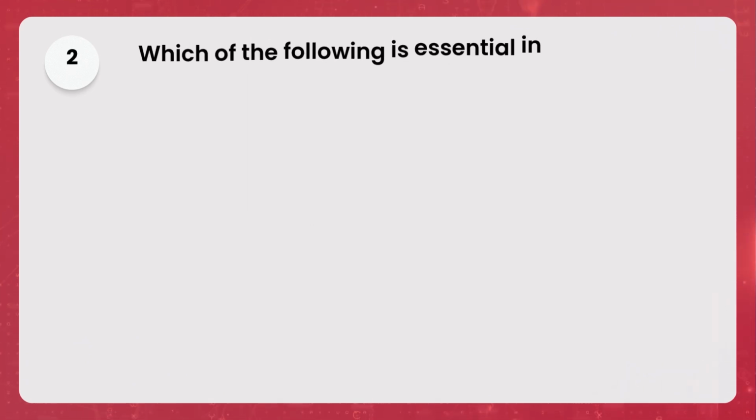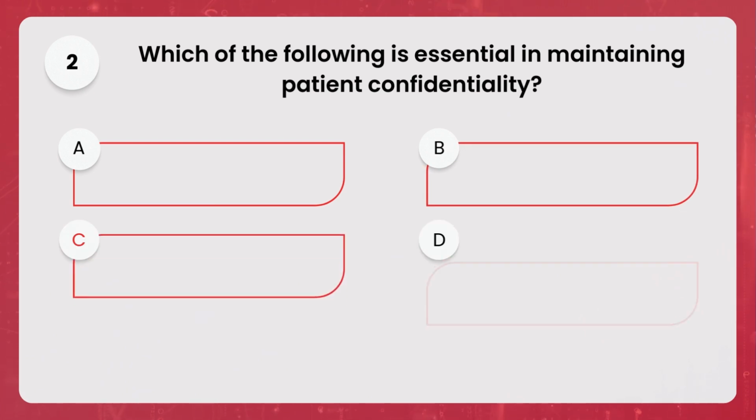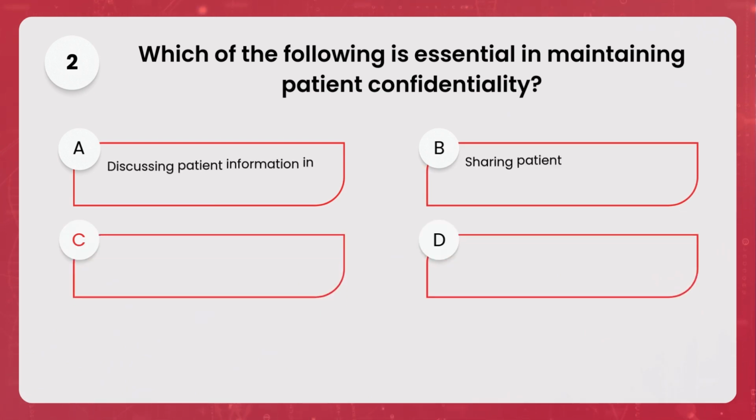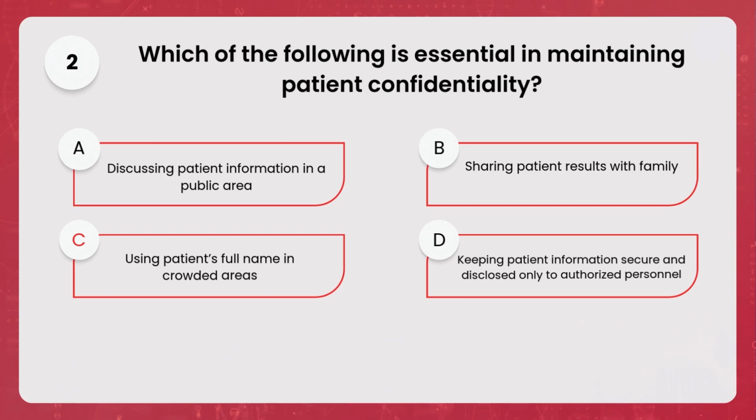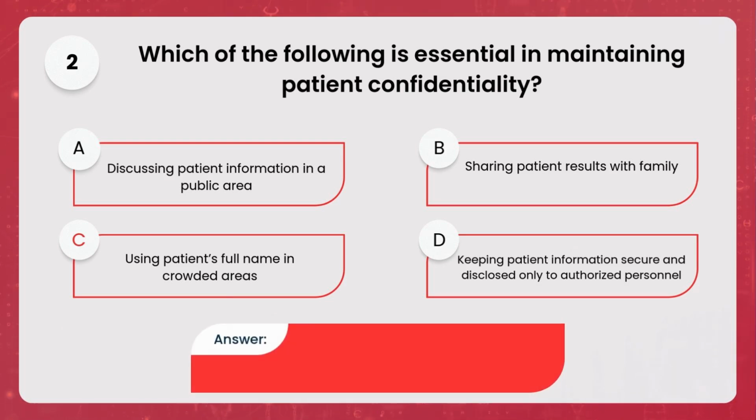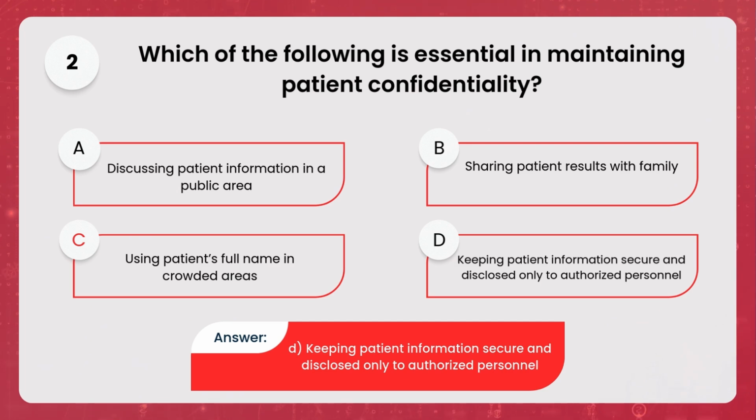Number 2. Which of the following is essential in maintaining patient confidentiality? A. Discussing patient information in a public area. B. Sharing patient results with family. C. Using patient's full name in a crowded area. And D. Keeping patient information secure and disclosed only to authorized personnel. The answer is D. Keeping patient information secure and disclosed only to authorized personnel.